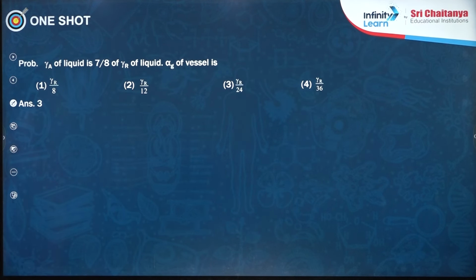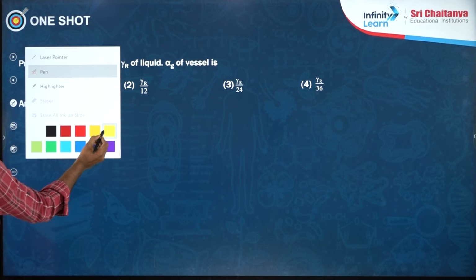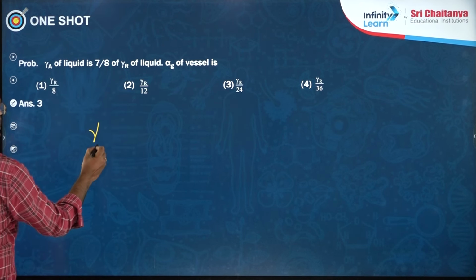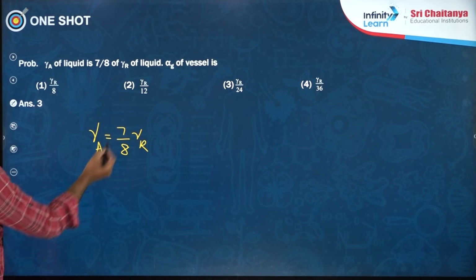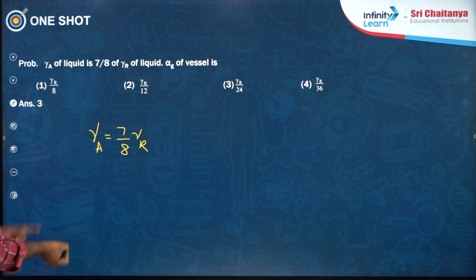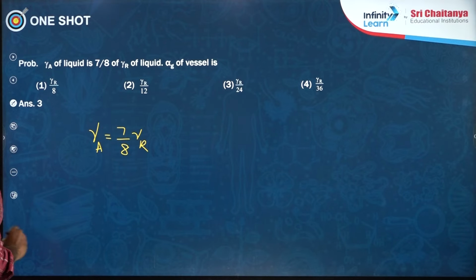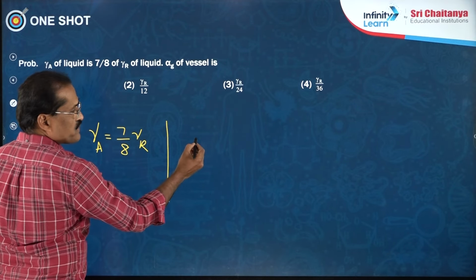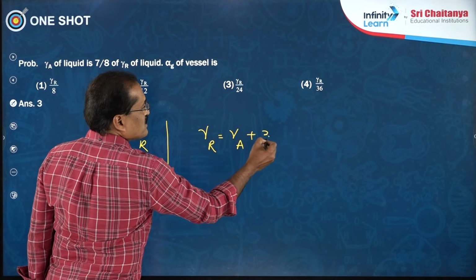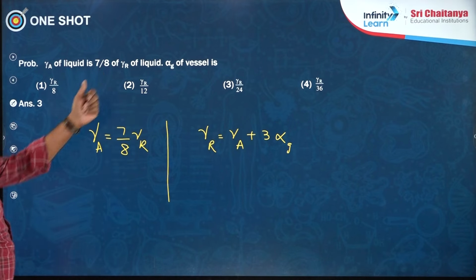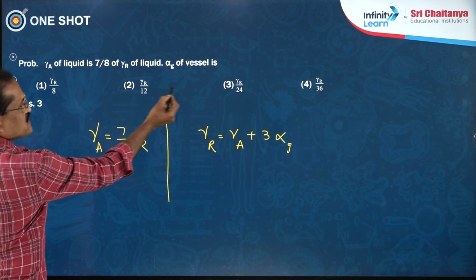Next, a similar question, very simple. Gamma A of the liquid is equal to 7 by 8 of gamma R, and gamma G is asked. For this gamma G, you see the options here, and the options are in terms of gamma R, therefore you have to eliminate gamma A. So children, you know the basic formula I am writing: gamma R is equal to gamma A plus 3 alpha G, because we require alpha G and gamma R to be there, and gamma A to be eliminated, because options are given in gamma R.